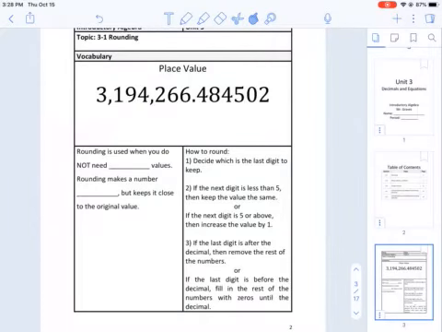Hello guys, this is section 3.1, rounding.